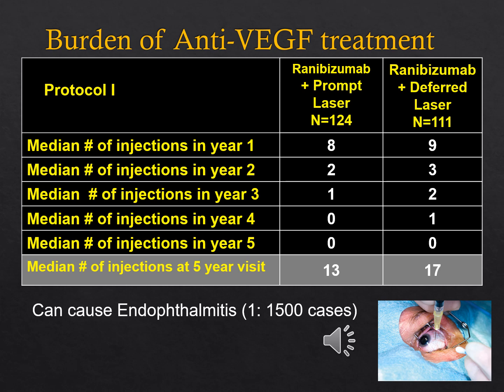This table shows you the burden of anti-VEGF injection treatment over 5 years with the Protocol I study. You can see that the mainstay of injections are over the first 2 years, with an average of 8 to 9 injections in the first year, 2 to 3 injections in the second year, and ongoing the number of injections reduces, and many patients do not require any injections by year 4 or 5. Don't forget that there are some cases of endophthalmitis, but these cases are very rare.